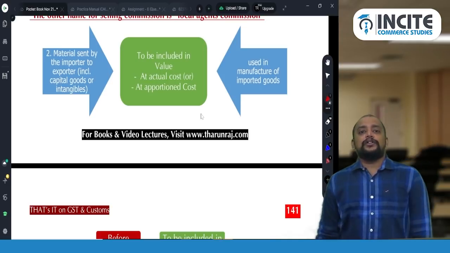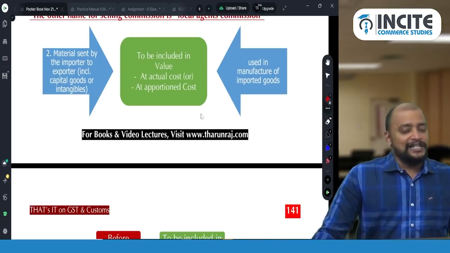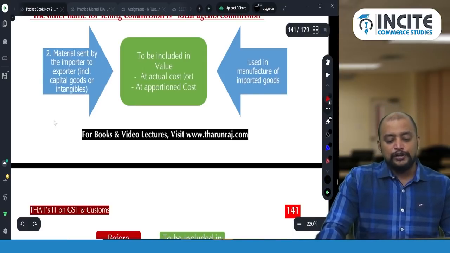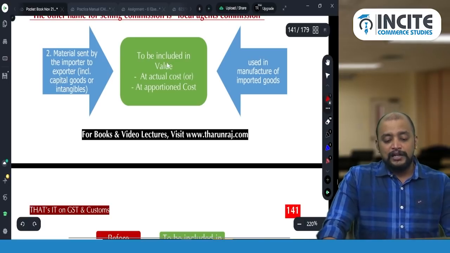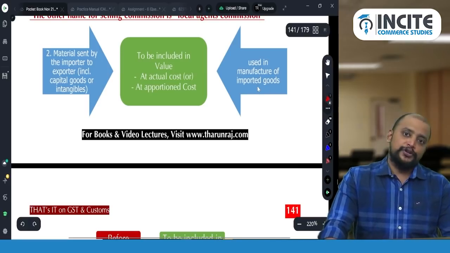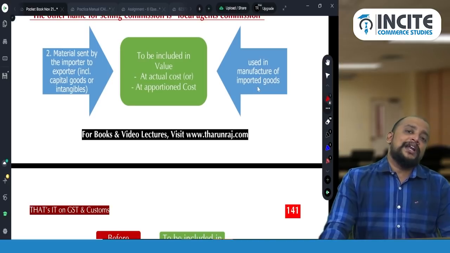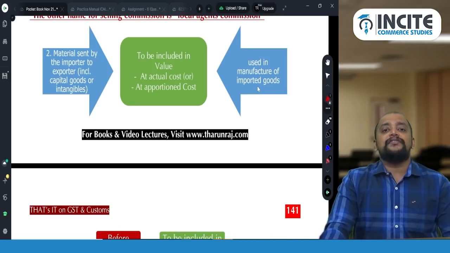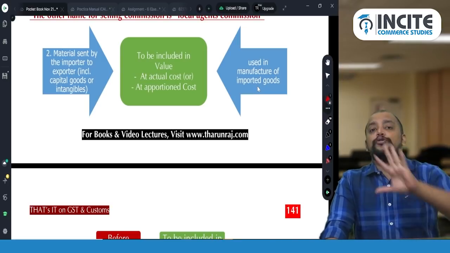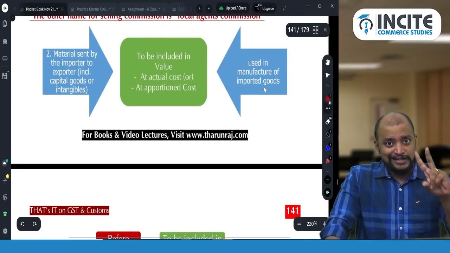What if it is some capital goods? Don't include the full value, include the apportioned value. And if it is an intangible, in the same way you include the apportioned value. So any material sent by the importer to the exporter, including capital goods or intangibles, is to be included in the value at actual cost or at apportioned cost, up to you, if used in manufacture of imported goods. If it is apportioned cost, they will give the data. That is, this capital goods has an installed capacity to make 1 lakh units, and in the first import they have imported 15,000 units. So total cost divided by 1 lakh units, into 15,000 units, that apportioned cost will be taken. Okay. So this should be added to the FOB price. This is the second adjustment.